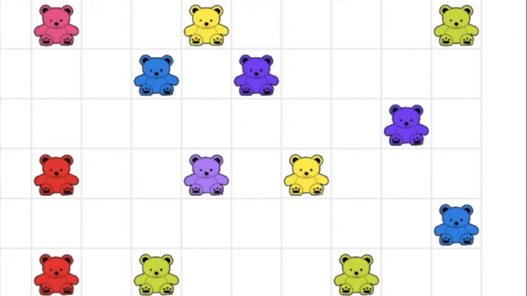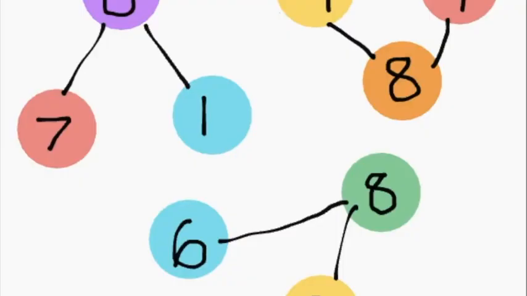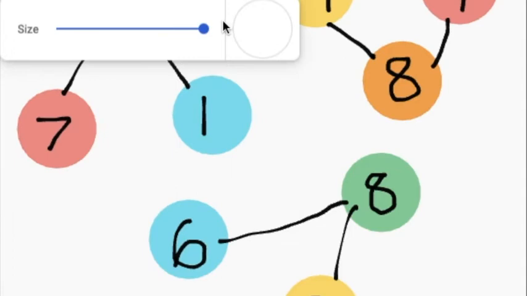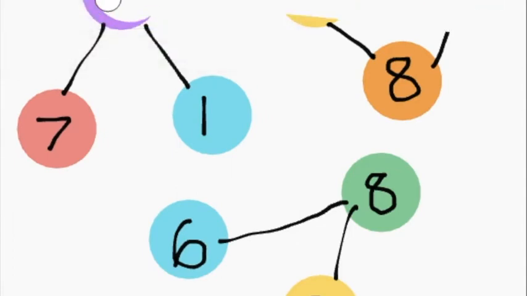How many bears do we have now? 1, 2, 3, 4, 5, 6, 7, 8, 9, 10, 11, 12, 13, 14, 15, 16, 17. We have 17 bears. Now let's go back to our whiteboard and we'll have to erase. So we have a nice blank slate.